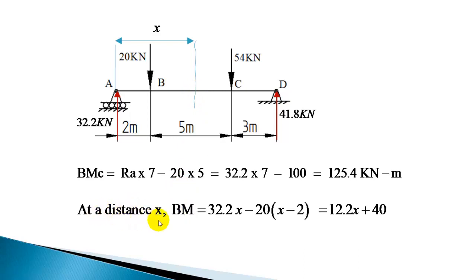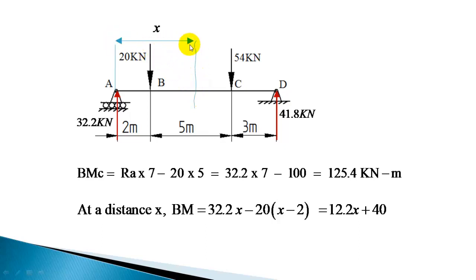So the bending moment at a distance x is 32.2 into x, a clockwise moment with respect to this section, so positive. This is an anti-clockwise moment, so minus 20 into x minus 2. Now you can reduce this: 32.2x minus 20x gives 12.2x, and minus of minus gives plus 20 into 2, 40, plus 40. So finally you can write 12.2x plus 40, that is the bending moment at this section.